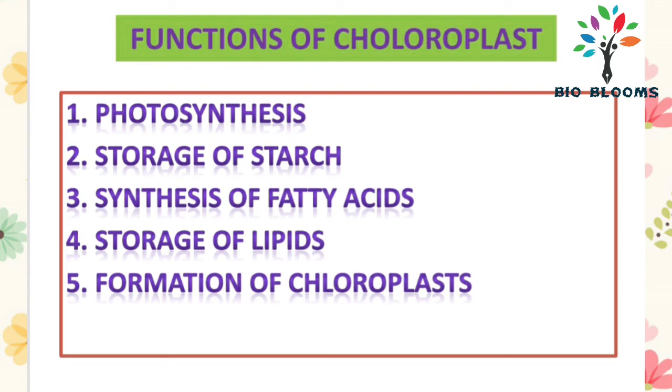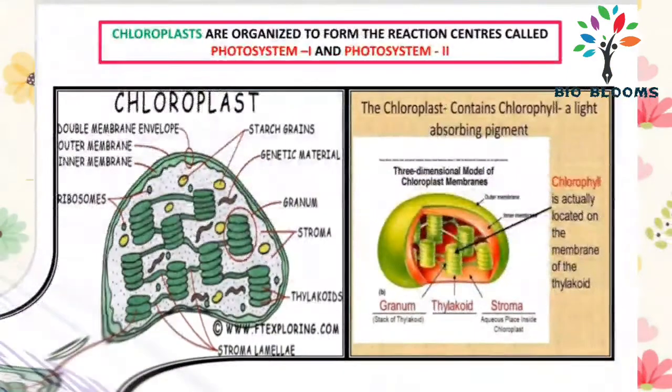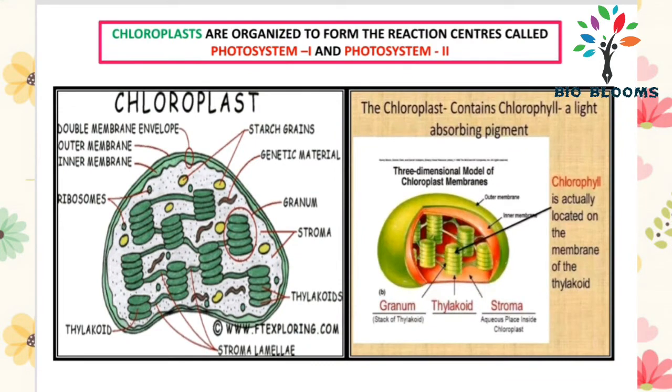If you come to the functions of chloroplast, the main function we already discussed, that is photosynthesis, and the other functions are storage of starch, synthesis of fatty acids, storage of lipids, and formation of chloroplast. But the main function it performs is photosynthesis. Photosynthesis is useful for the plants for the preparation of food materials. Again, some more pictures are displayed here. You go through the pictures.